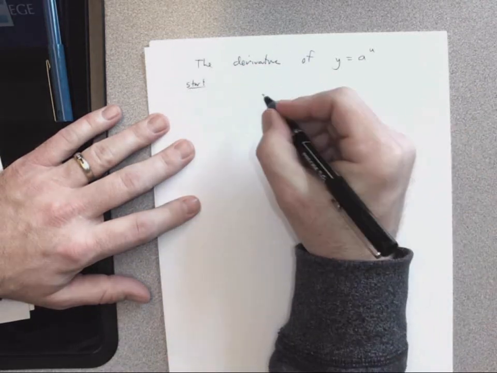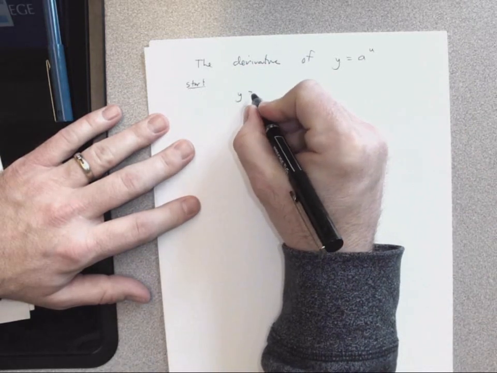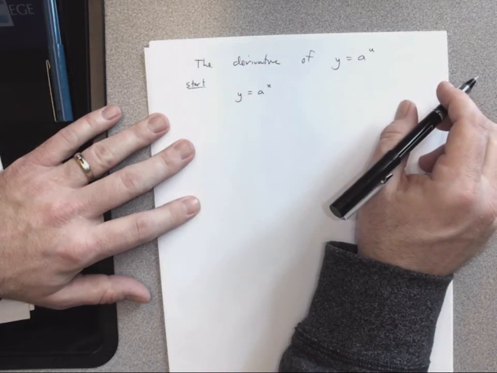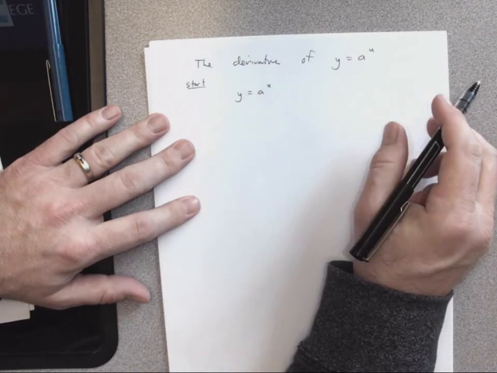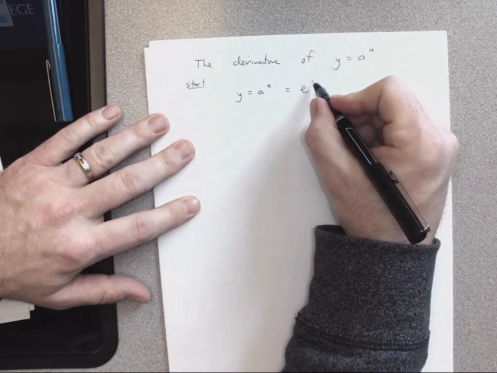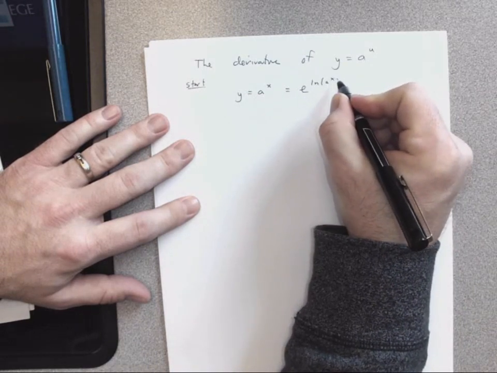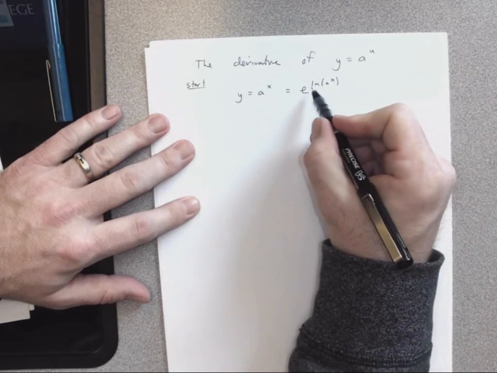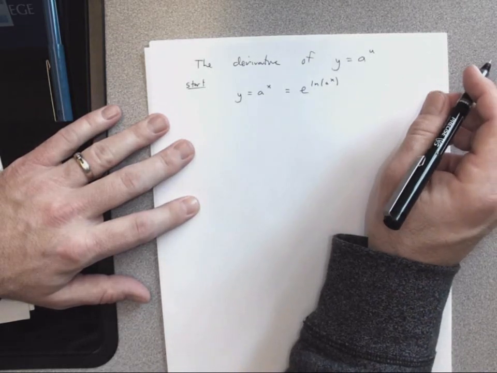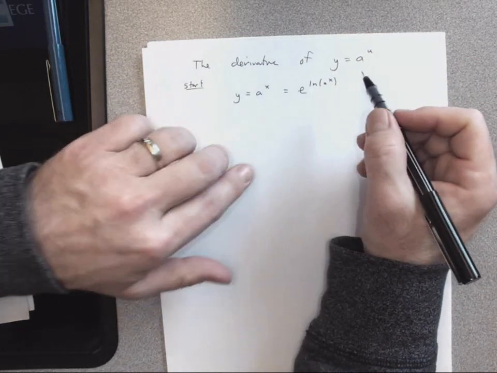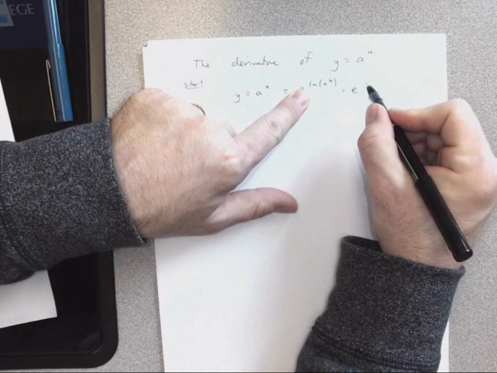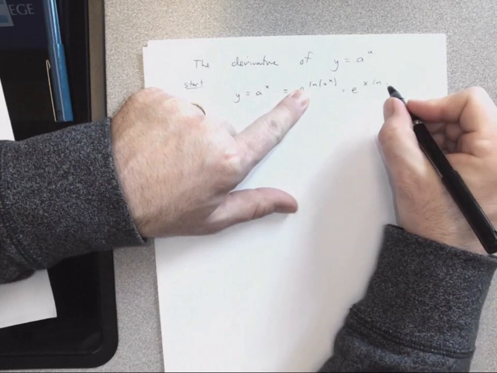I'm going to start out with a to the x. So if I have y is equal to a to the x, what I know is I can rewrite this a to the x as e to the natural log of a to the x. So this e to the natural log just cancels, so these two expressions are the same. And now if I look at this natural log part, you can pull out the x. So this is equal to e to the x natural log of a.